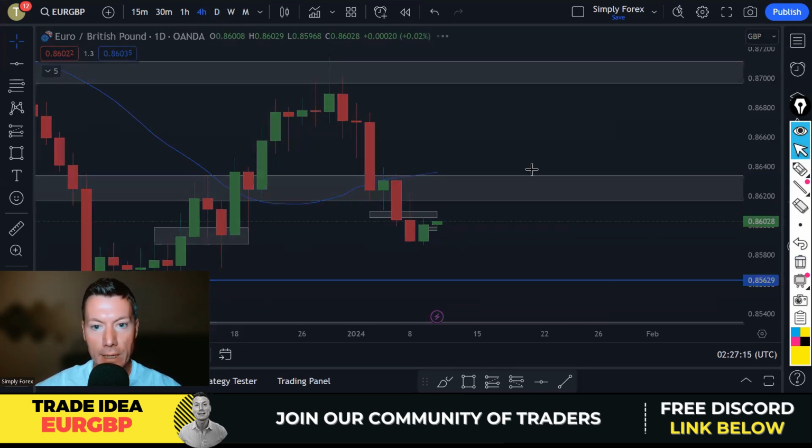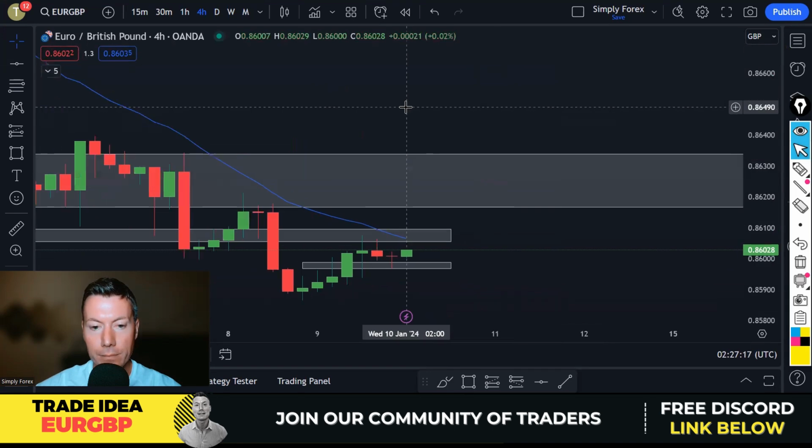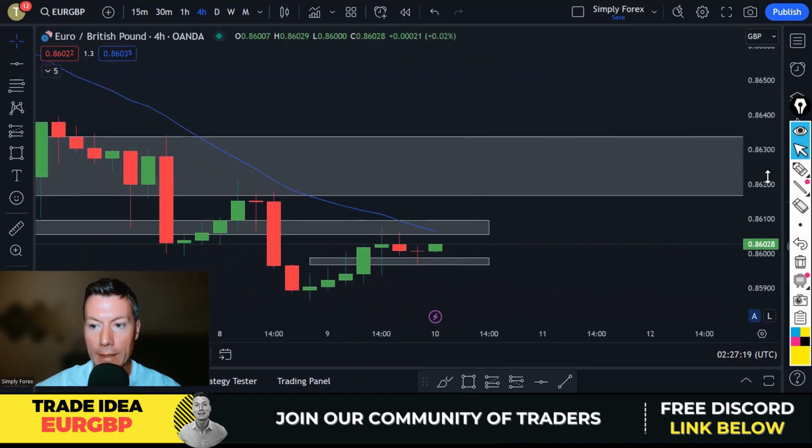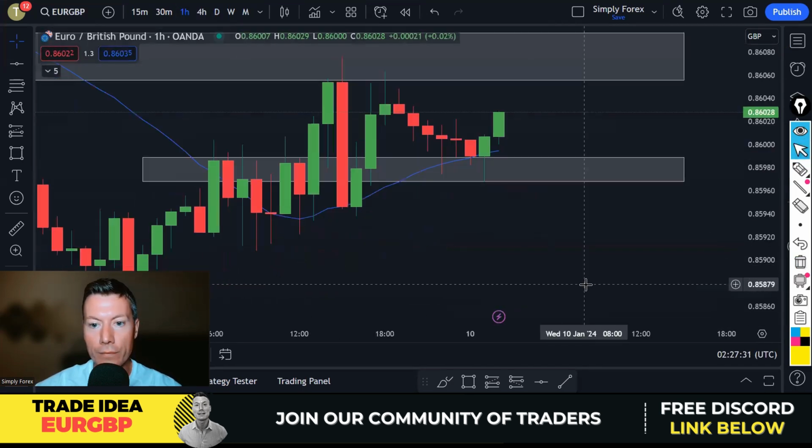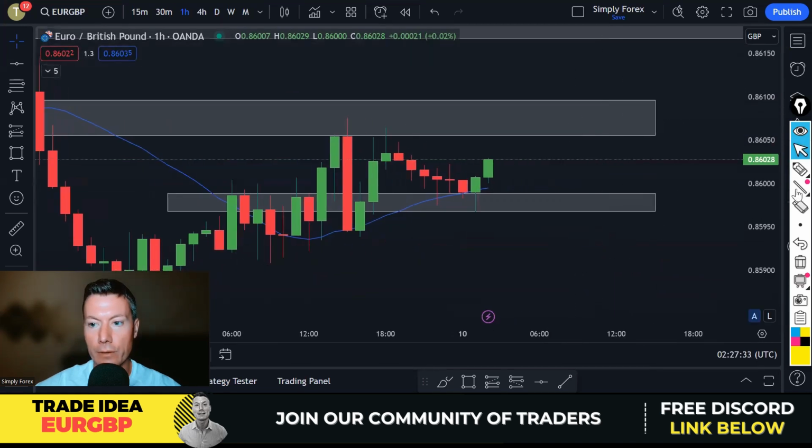So if we go down to the H4 now, again, we are in a downtrend. And it's retraced to a really nice level, and we've seen this reaction already from yesterday. If we now drop down to the H1, we've got a couple of options here, guys.